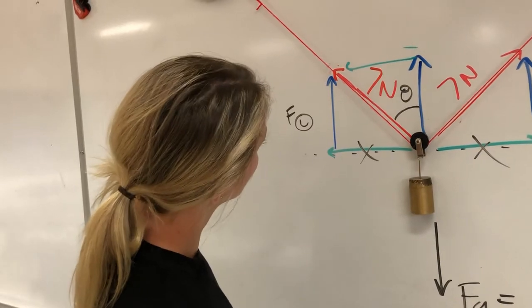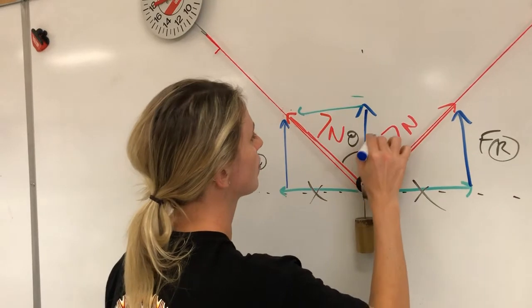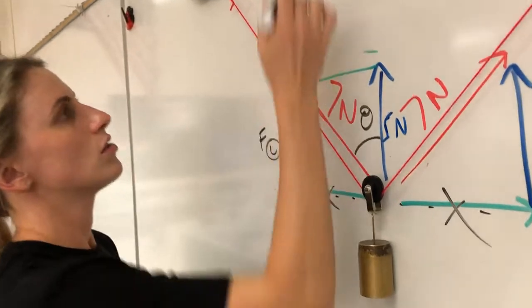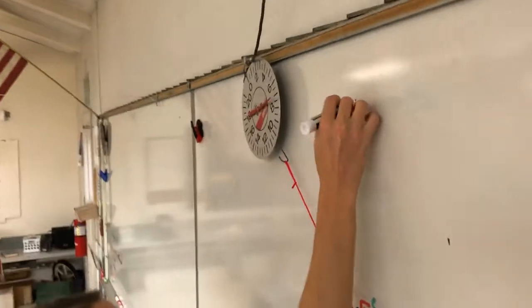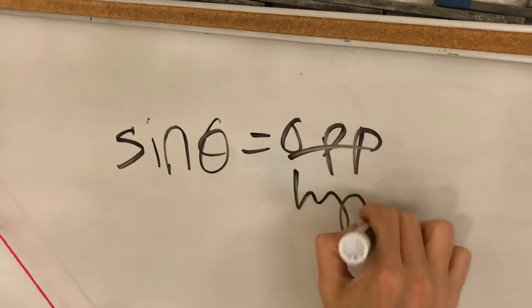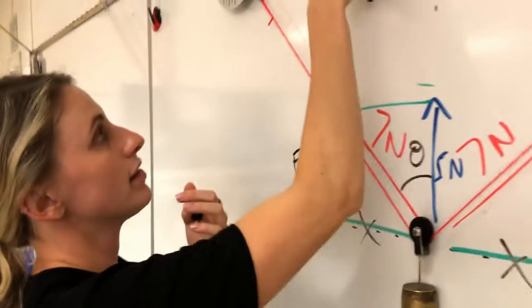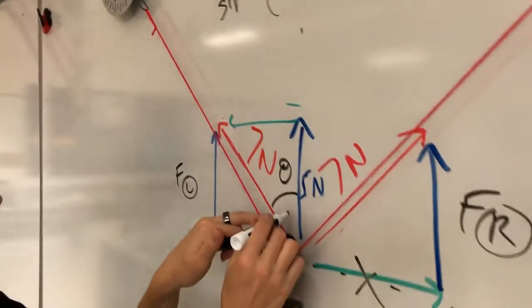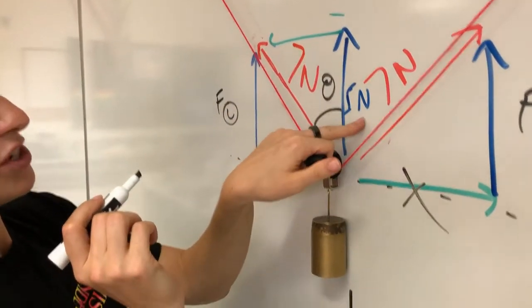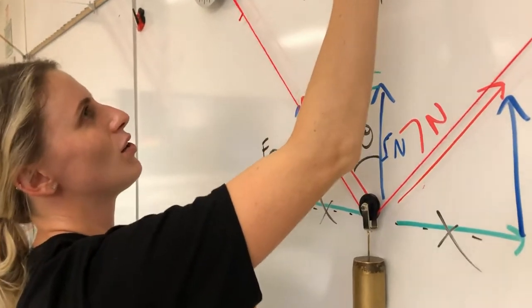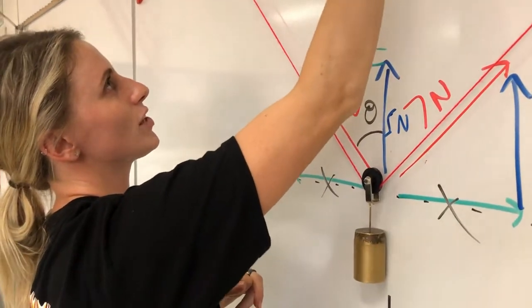The blue one is equal to how much? 5 newtons. What part of the triangle is that? That's the adjacent side, right? Yep. So we know that the sine of theta equals opposite over hypotenuse, right? Yep. And we're trying to find this, so we have to do sine inverse of our opposite over hypotenuse. Oh, sorry, that's adjacent over hypotenuse. Did I say that? Hey, we never make mistakes. Check your work, ladies and gentlemen.